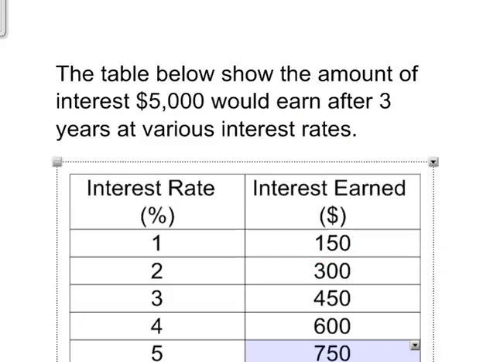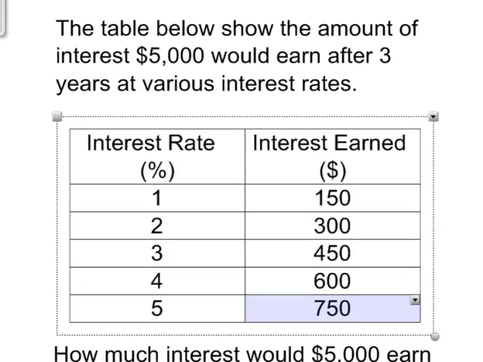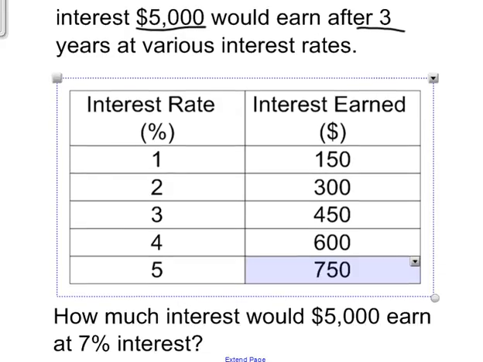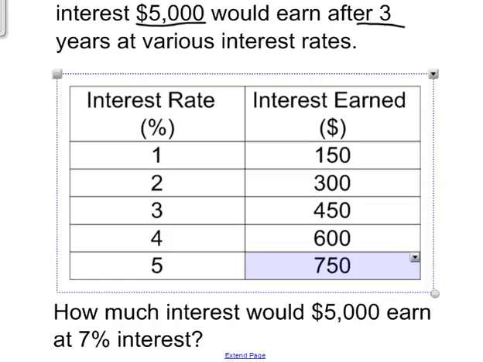Looking at the next table, this is a different dollar amount. It shows the amount of interest that would be earned by $5,000 after 3 years. Well, if we look at our table again, we can see it's $150 to 300, so the difference is 150. 300 to 450, the difference is 150. 450 to 600, the difference is 150. 600 to 750 is again 150. It looks like it goes up $150 for each year that we add, or for each percentage rate that we add.